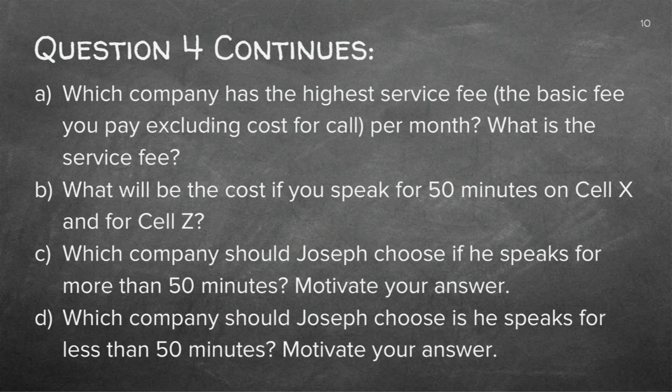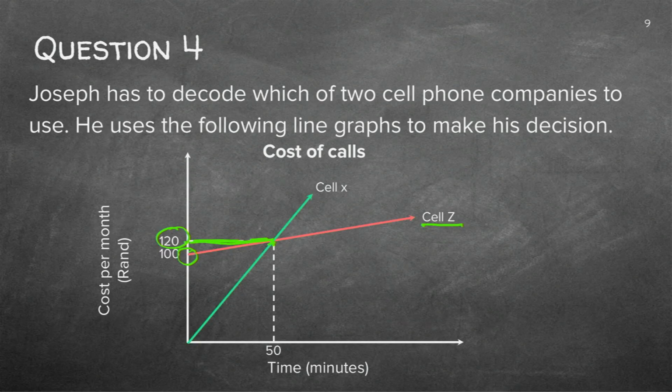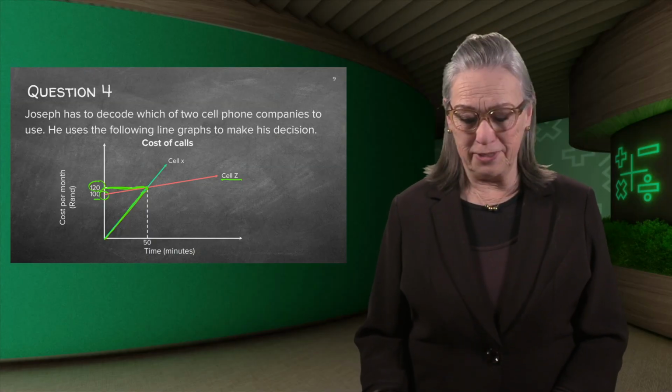And then, which company should Joseph choose if he speaks for less than 50 minutes? Motivate your answer. And then it's obvious, less than 50 minutes, you're going to choose Cell X because then it is much cheaper because Cell Z has got a service fee of 100 rand. Got that? See, it's fun. We can read so much from a graph.